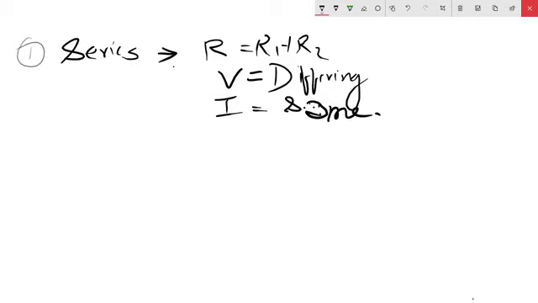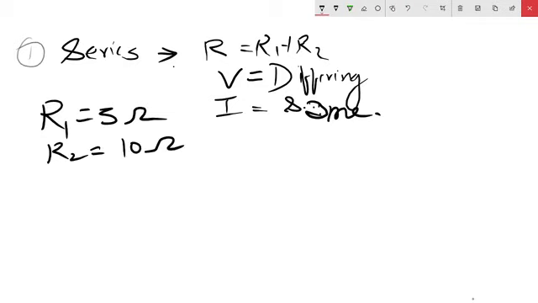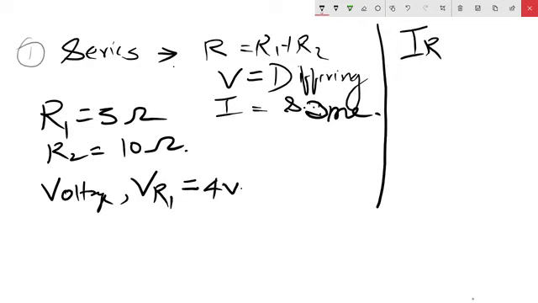Now what are they saying? They have given the R1 value as 5 ohms, and the R2 value as 10 ohms. The voltage across resistor R1, the voltage drop VR1, is given as 4 volt. Now they are asking to find the current passing through resistor R2, that is IR2, and also the voltage VR2. How will you find this? This is a big question.